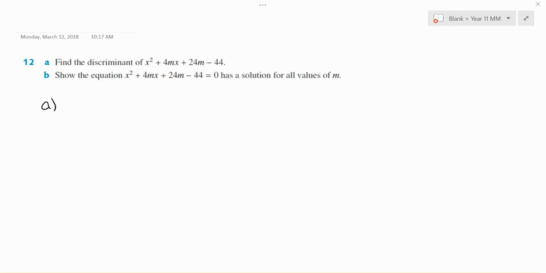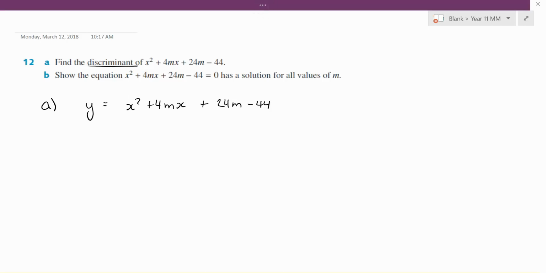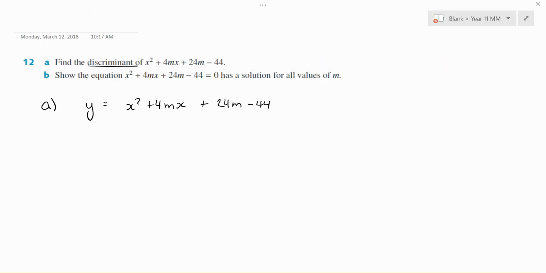You've got x squared plus 4m times x plus 24m minus 44. They want you to find the discriminant, so I'm going to pretend this is a quadratic equation. And we know that a quadratic equation will always have ax squared plus bx plus c. So a is the number of times to x squared, b is the number that's times to x, and c is the one without an x, right?